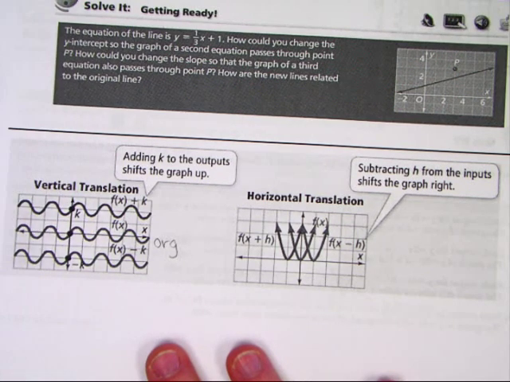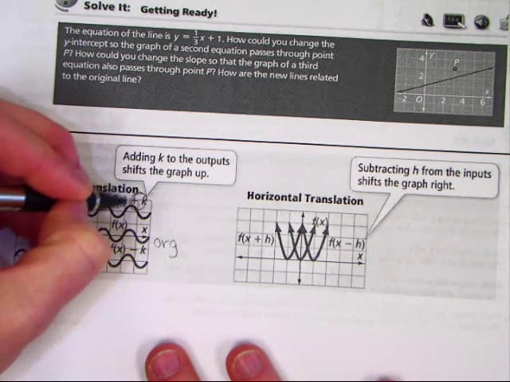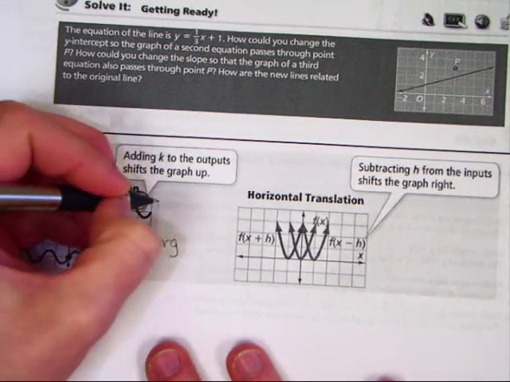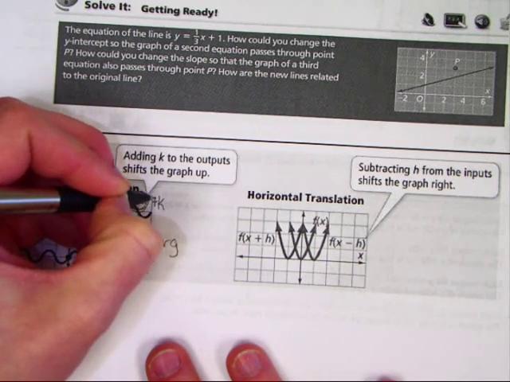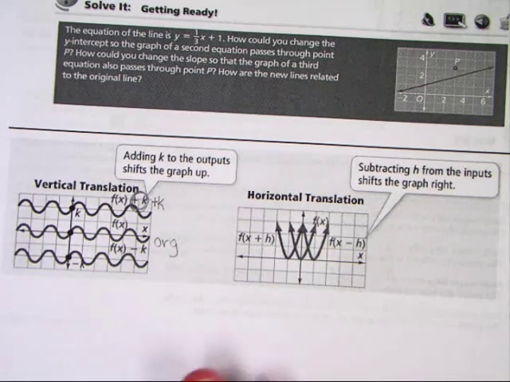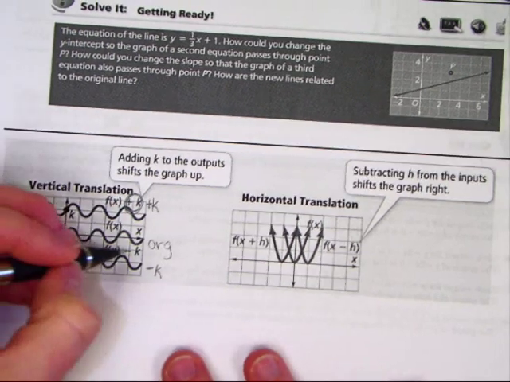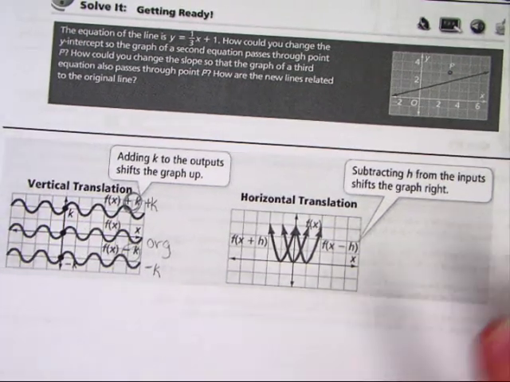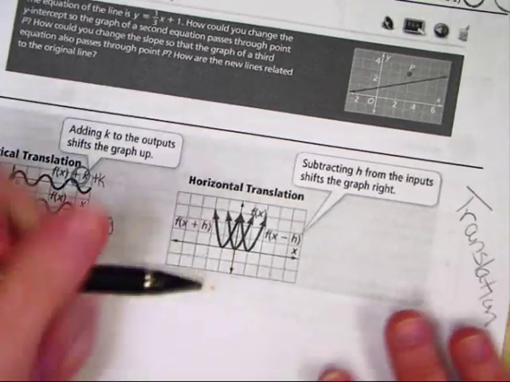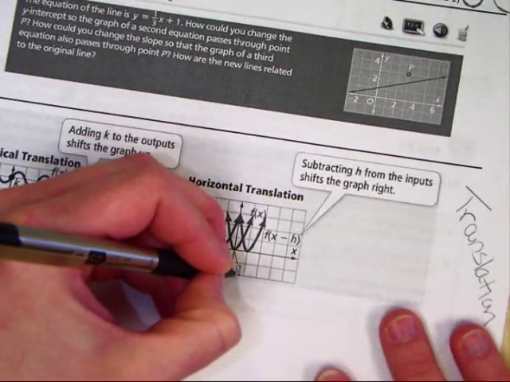A vertical translation is when you add k to it. The top one is plus a value. You would just move it up. The bottom one is when you subtract a value, when you minus a k. So you can move up and down. Now let's say we have a parabola. This one here, this one's the original.